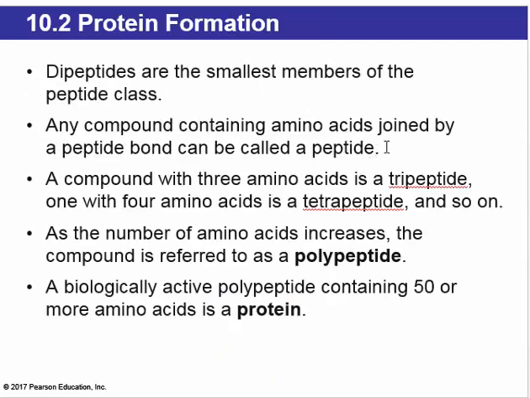Additional amino acids can be added to a dipeptide through additional condensation reactions, and a compound with 3 amino acids is known as a tripeptide. If there are 4 amino acids, it's known as a tetrapeptide. As the number of amino acids increases, the compound is referred to as a polypeptide, and a biologically active polypeptide containing 50 or more amino acids is known as a protein.